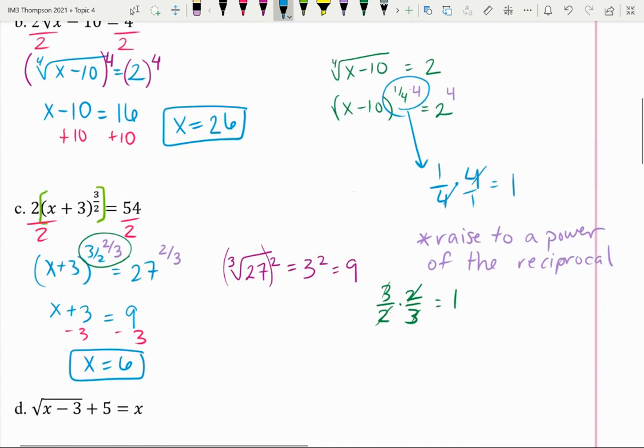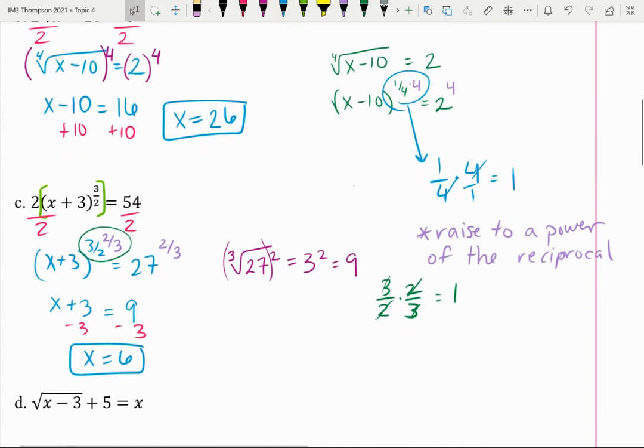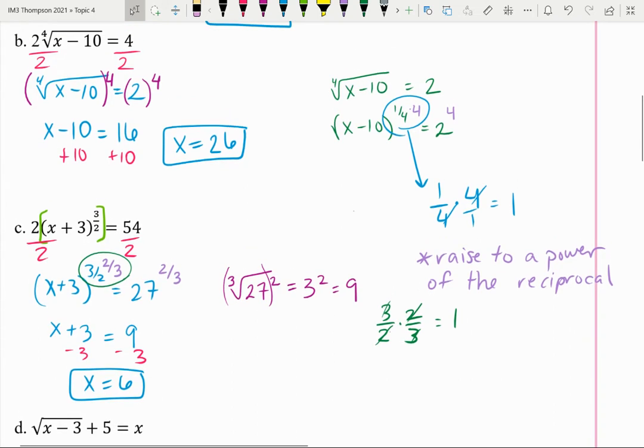So there's a couple different new things that happen in problem C. I'm just going to pause for a moment, give you time to look it over again. Make sure you caught all the things that I used, all the tools.